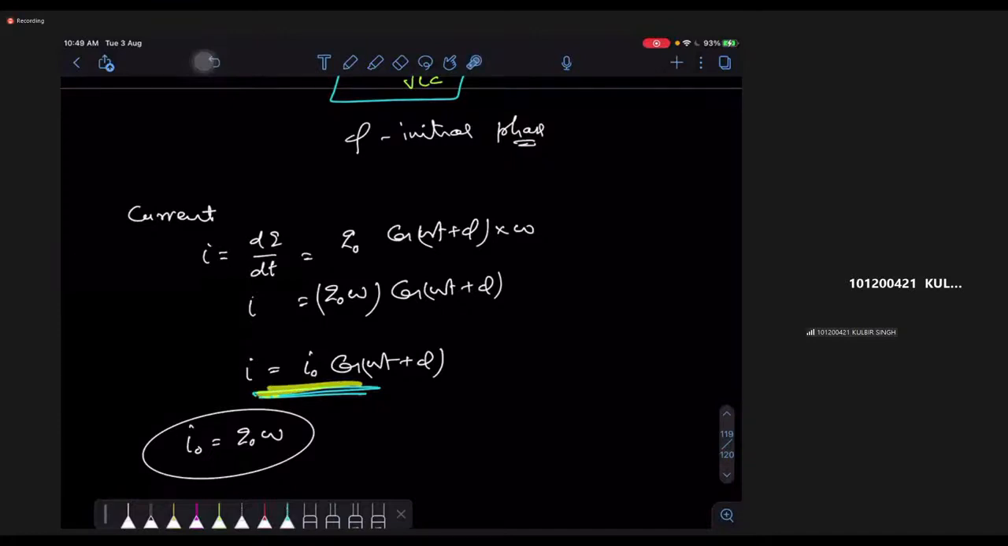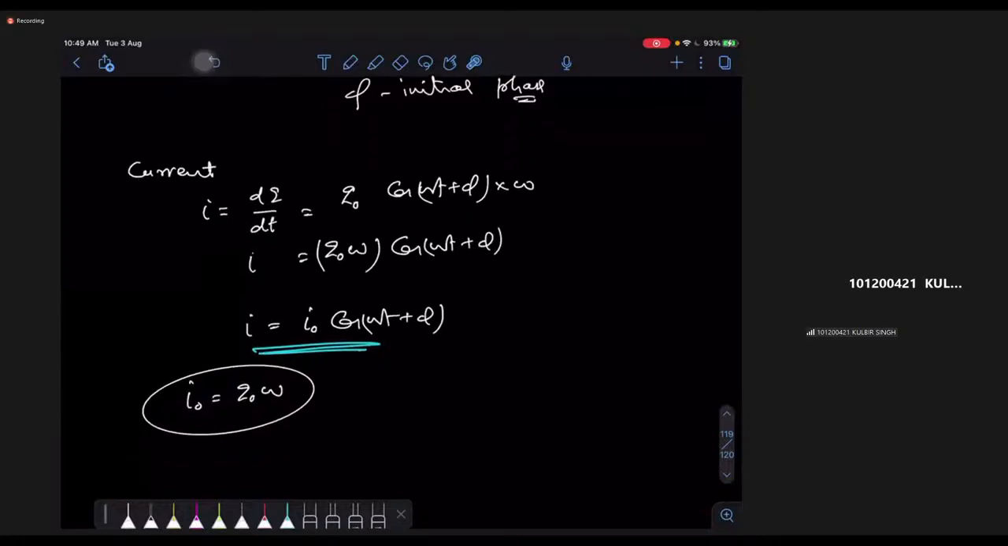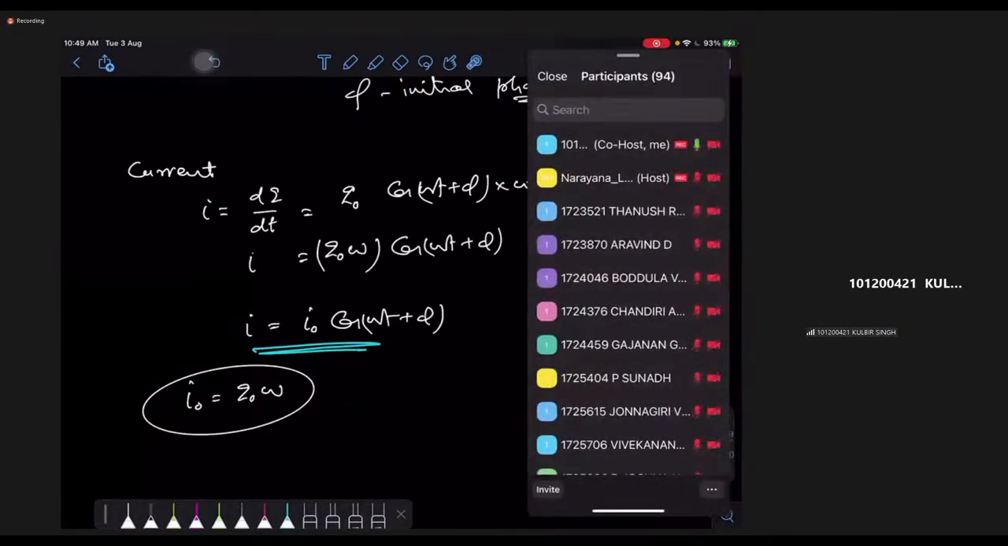And current is also going to have a cosine variation. Charge has a sine variation, and the current is going to have a cosine variation. So there is a time lag between the charge and the current. You know, from the SHM, no? If my sine goes to the maximum, then cos goes to the minimum. And when cos goes to the maximum, sine goes to the minimum.